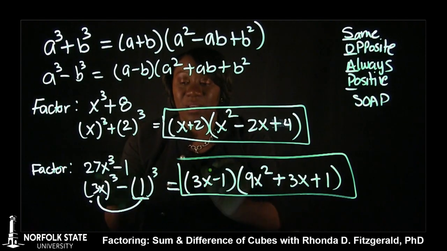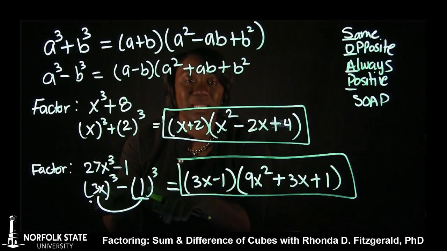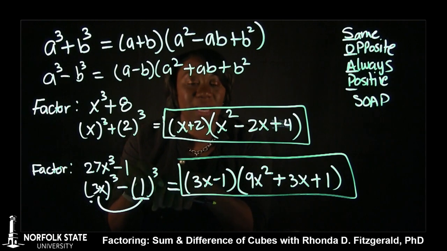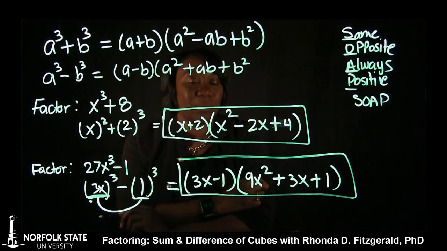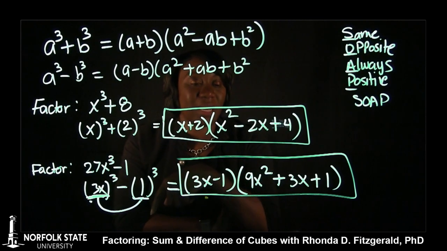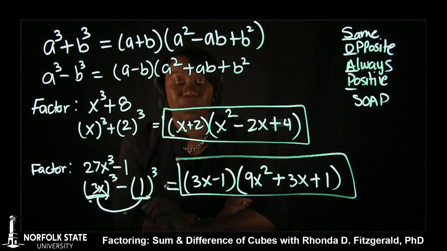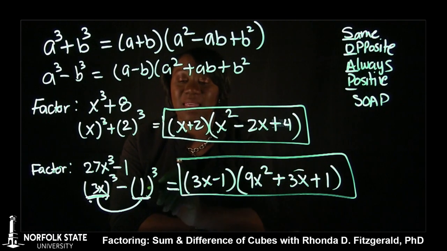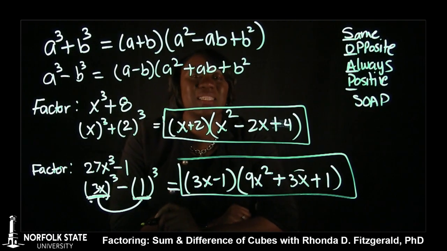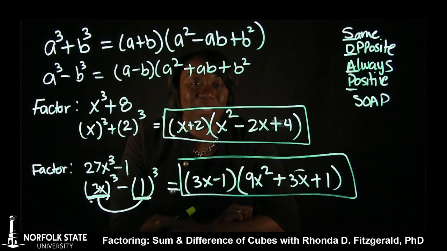So once again, my binomial term is exactly the quantity that we're staring at, my 3x minus 1. Then I want to take the first quantity, the first set of parentheses, and square it. That's how we get 9x squared. I take the two quantities, my two sets of parentheses, multiply those numbers together, and I get a positive 3x. And then lastly, I take the last set of parentheses and square it, and I get a positive 1. And that's factoring using a sum and difference of cubes.